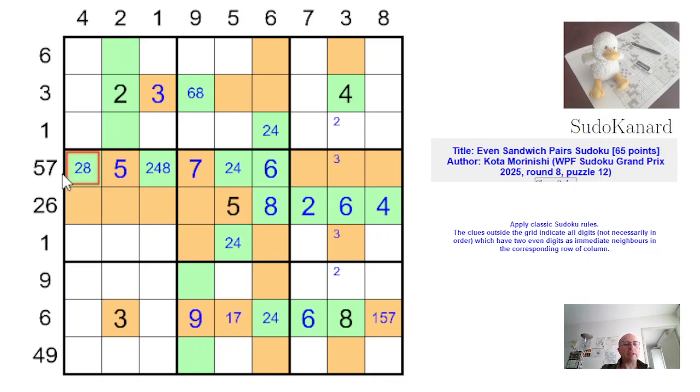4 can't be here because this digit is not sandwiched between 2 even digits. 6 can't be here because we don't have 2 even digits to put around it. Those are 1 and 3. This is 9. 9 is not sandwiched, so that this must be odd, and this is even. That's the 8.